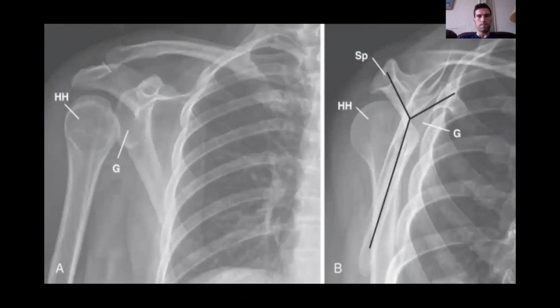And this is just a plug to make sure you get that scapular Y view here, because that is classically the more important and useful radiographic image to prove your suspicion of a shoulder dislocation posteriorly.